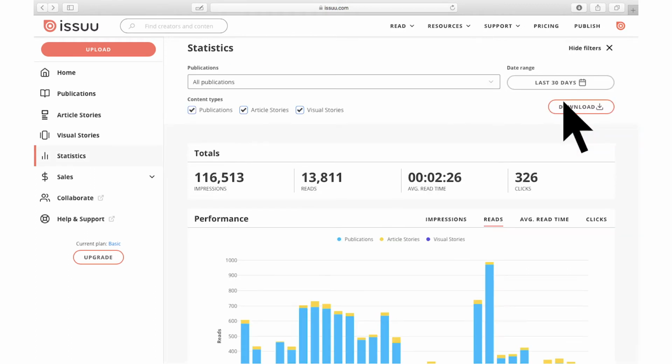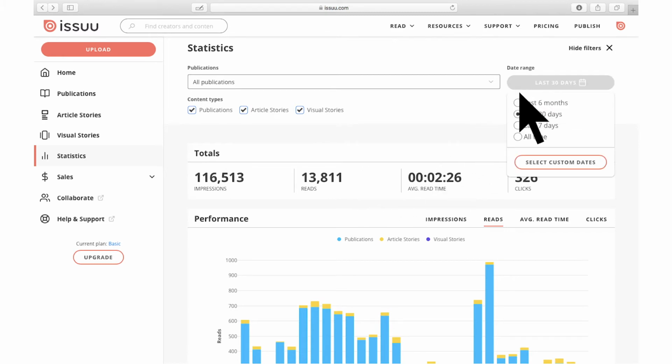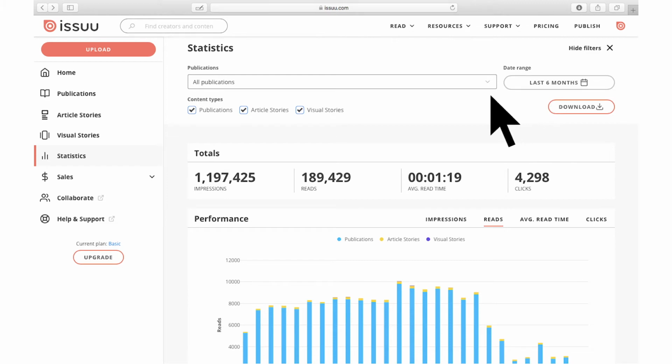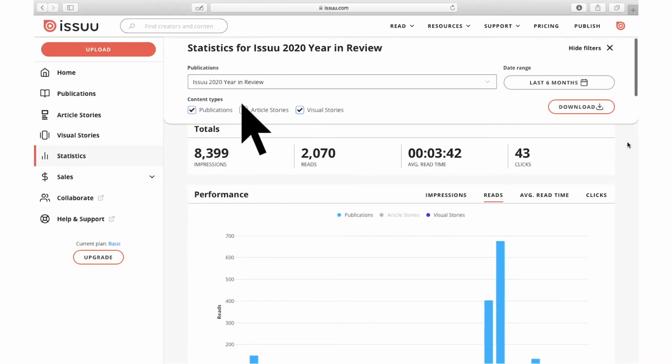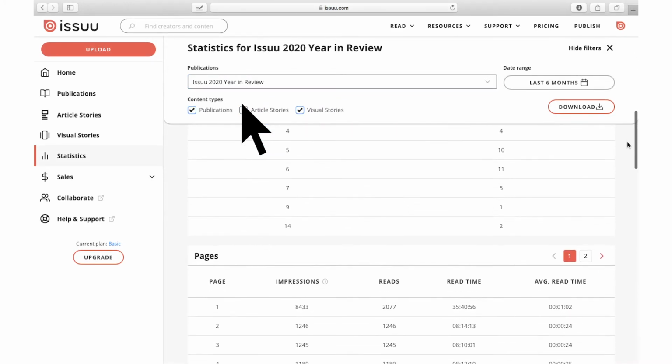What you see on the following page will vary slightly depending on your Issue plan. Issue users with basic and starter plans are able to view higher level lifetime statistics for all publications. Premium and Optimum users, like the account you are viewing now, have access to additional metrics such as impressions, reads, and average read time over any custom date range. Premium and Optimum users can also view statistics for individual publications and are able to view statistics at the content and page level, allowing for a deeper level of analysis.